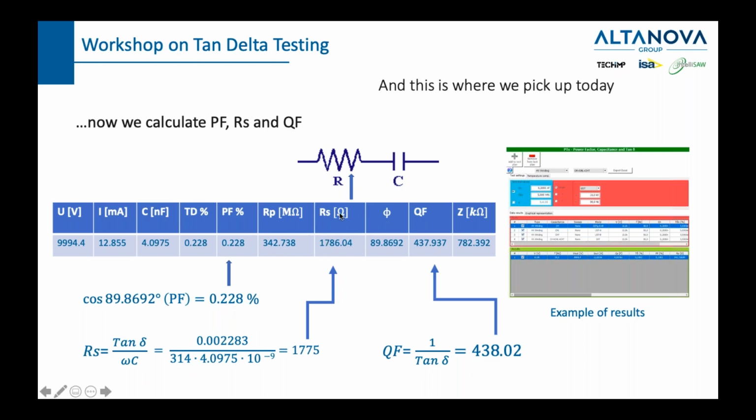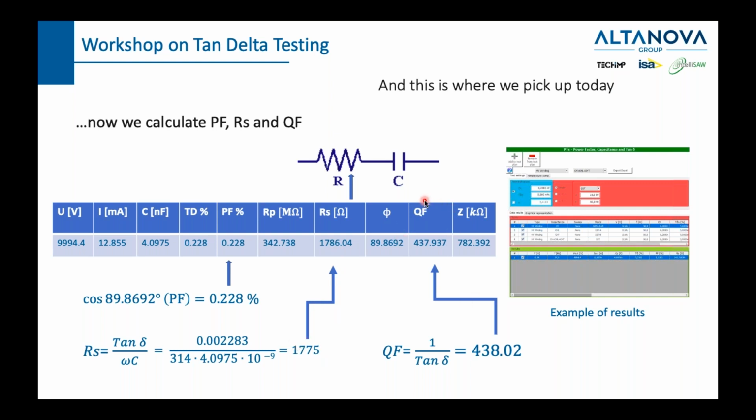And then we have RS. RS is the equivalent resistance connected in series with this capacitance in order to have the tan delta, which we mentioned before. So we can calculate that value using this formula, and I've entered the values and I really did get 1775 ohm. The measured value is 1786 ohm, and there is less than 1% error between these two.